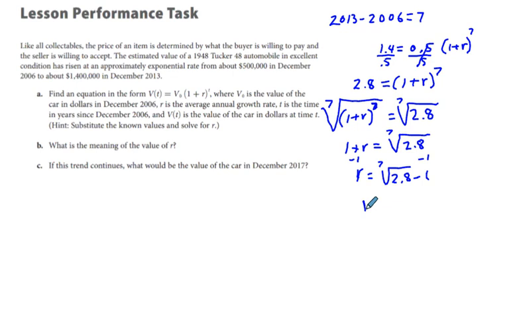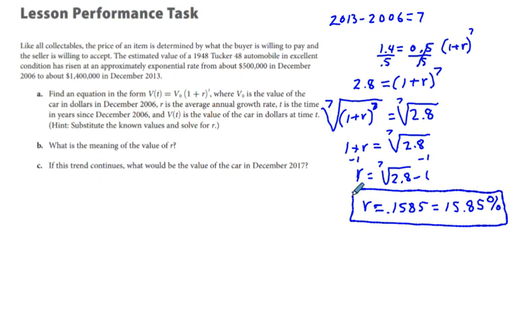So r equals 0.1585, which is equal to 15.85%. And that's solving for r. Okay, so we'll just call this our answer to part A.